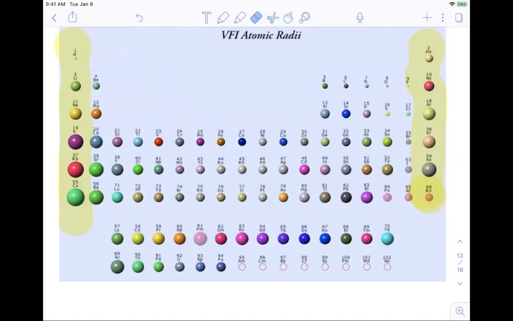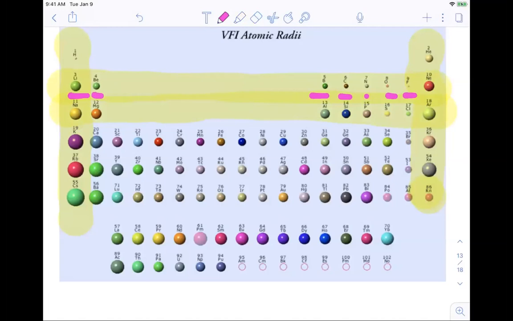All right, what do you notice as you go from left to right? This one's a little bit more complicated. Overall, what's happening in general? Getting bigger? Well, look at the pictures. Smaller. Yeah, they're getting smaller. As you go from left to right, the atoms are getting smaller.